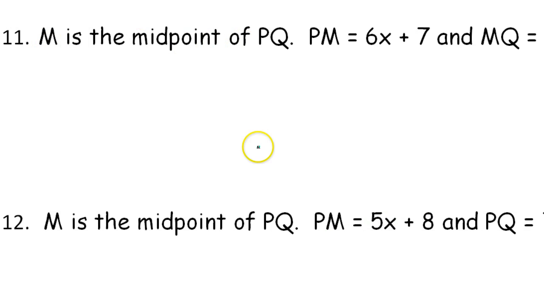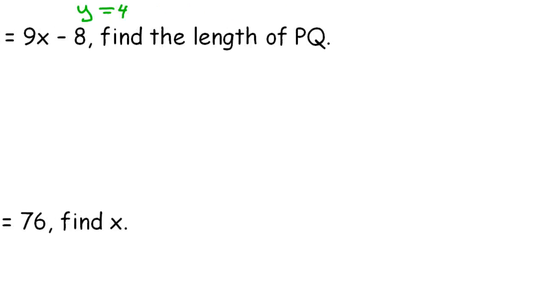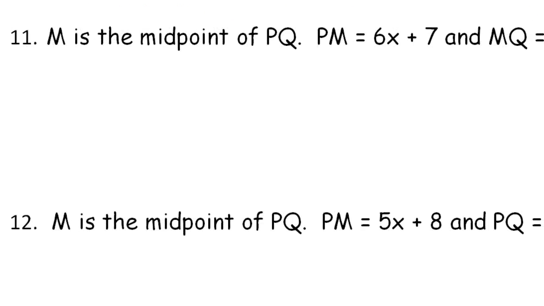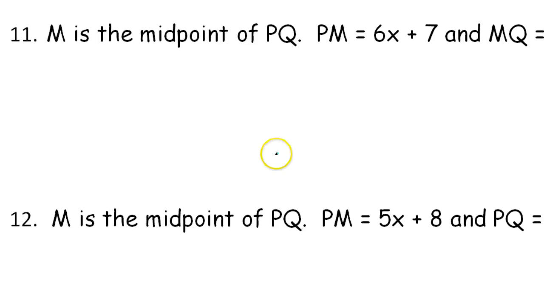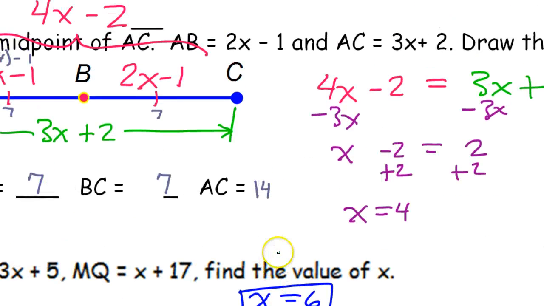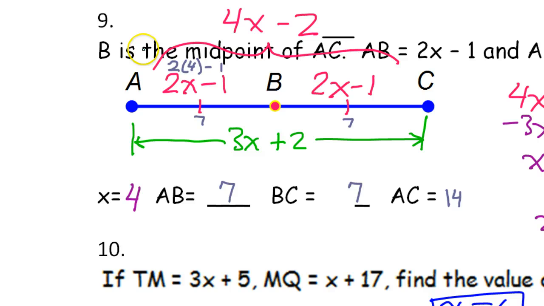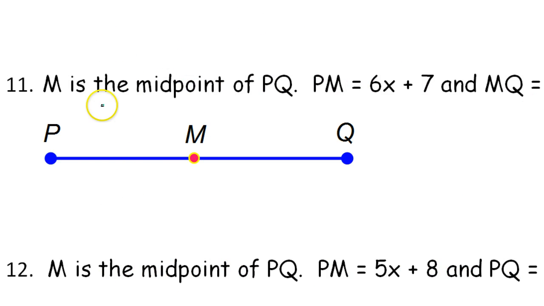M is the midpoint of PQ. Do they give us a diagram? No. You know what that means? We need to make our own diagram. I think I might cut and paste the diagram that we had up here for number 9. Alright, there's a nice diagram. M is the midpoint of PQ. So here's segment PQ, and M is the midpoint. Which of course means that length PM is equal to length MQ.